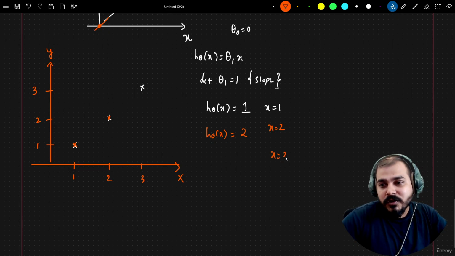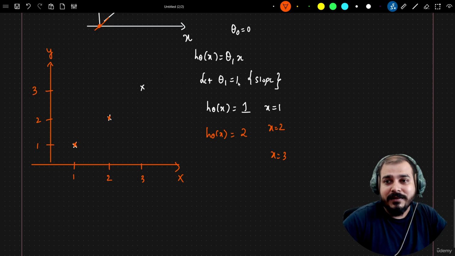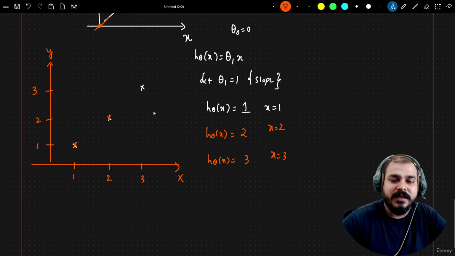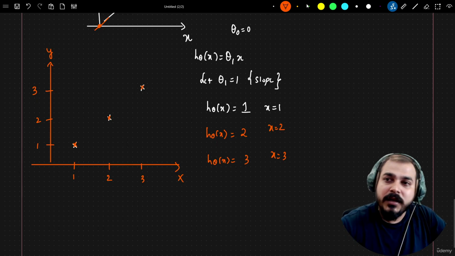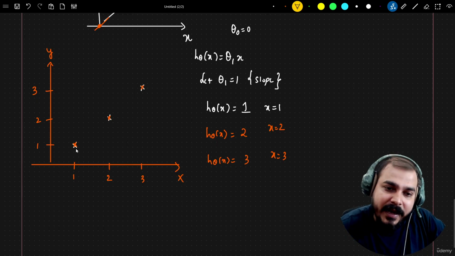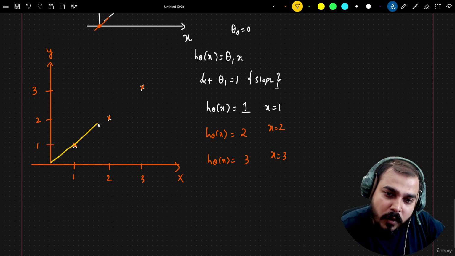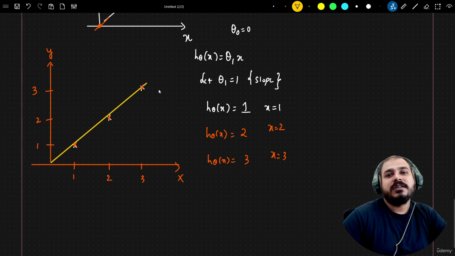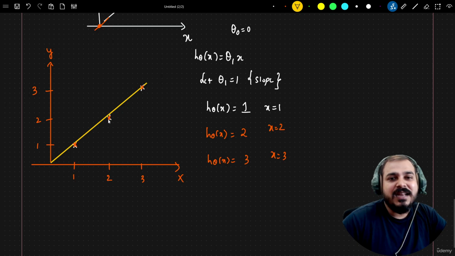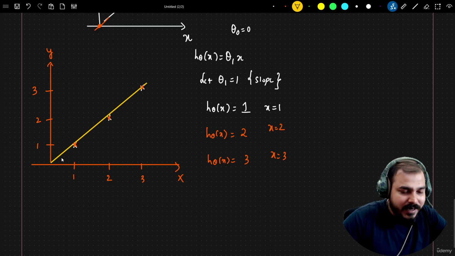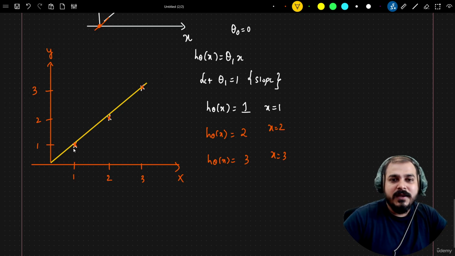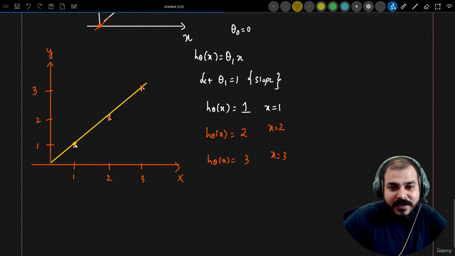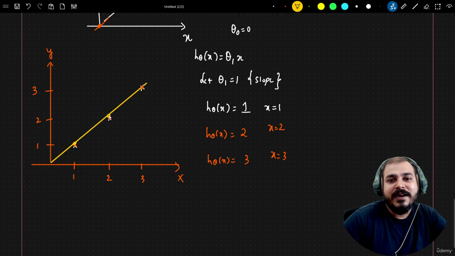And similarly, when my x is equal to 3 and theta 1 is equal to 1, that is my slope is equal to 1, then h theta of x is equal to 3, because 3 multiplied by 1 is nothing but 3. So my third point is somewhere here. Now, if I try to create a best fit line, it is going to pass through all these points, exactly through all of them. And obviously, it will also pass through the origin. So in short, these are my predicted points, and over here I also have my truth points.